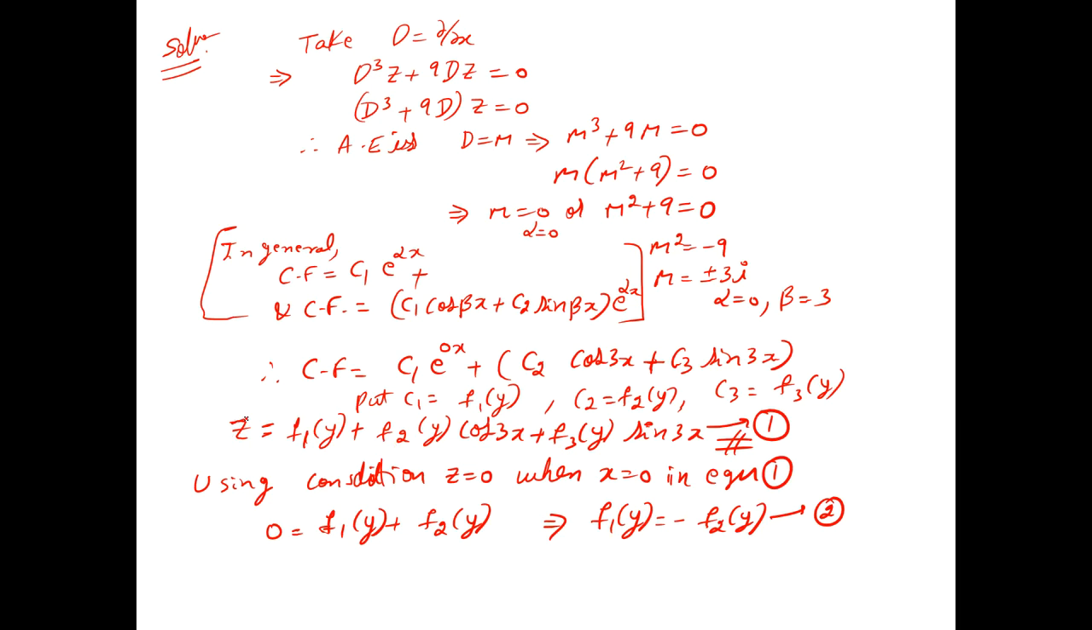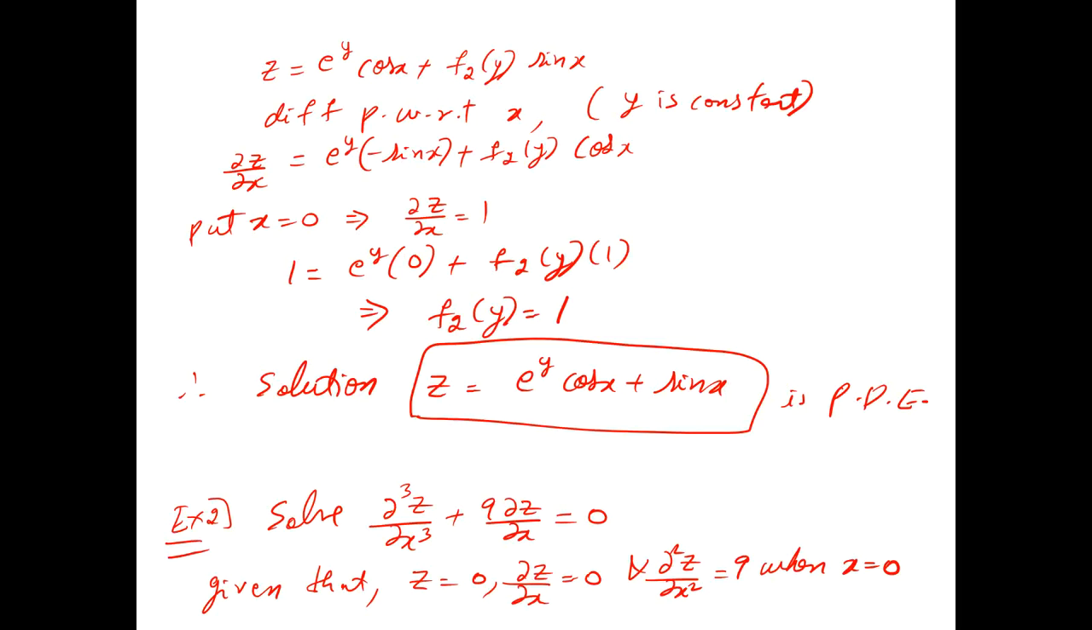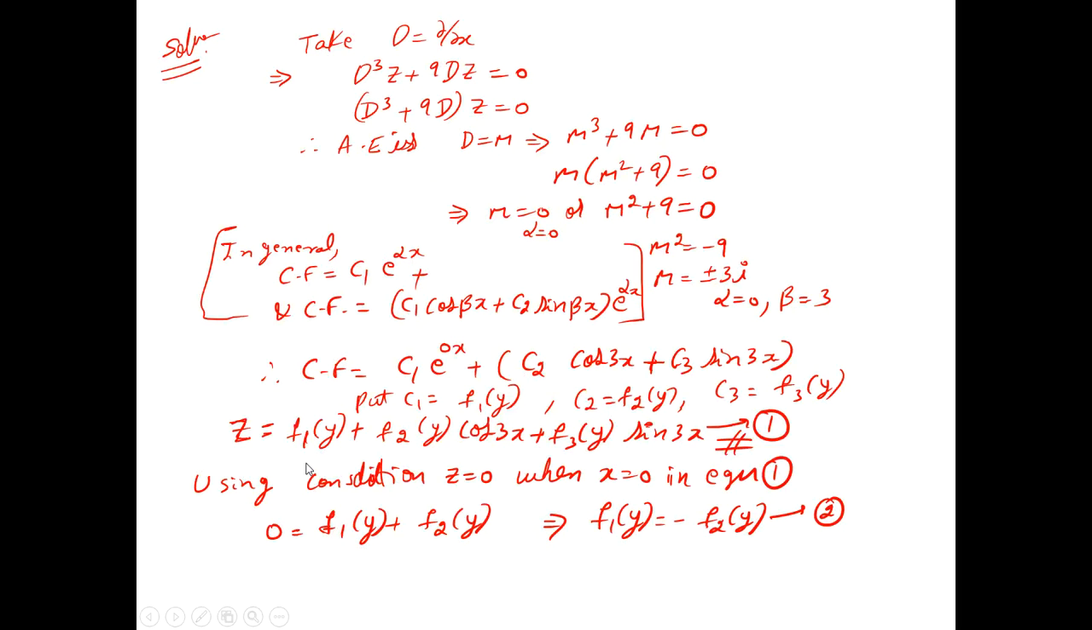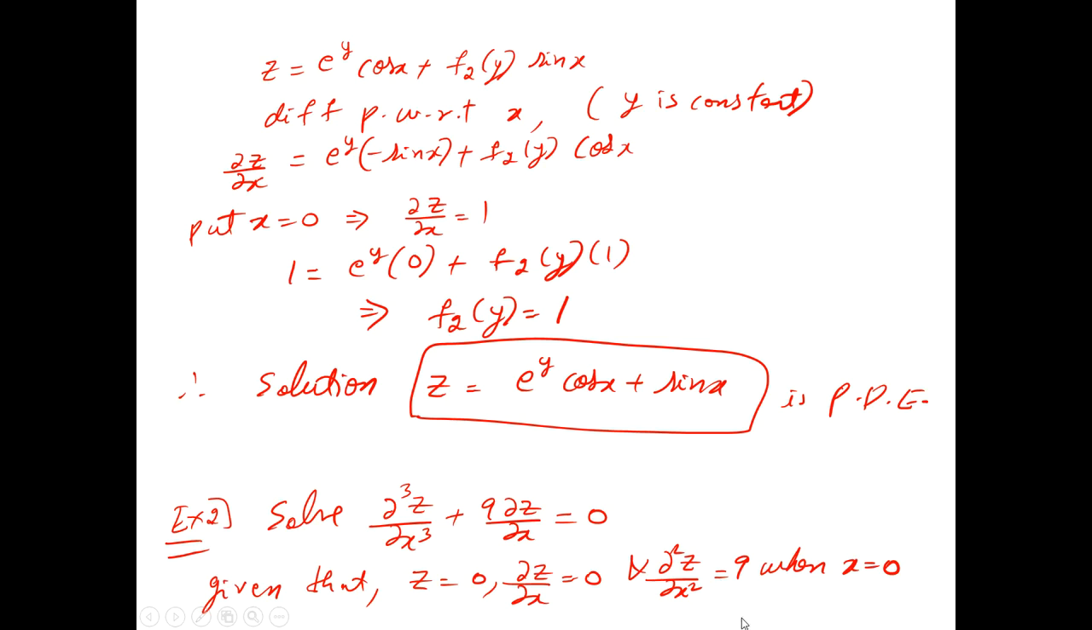Again I will repeat. Whenever z is given and you have calculated the solution, after substituting the conditions, if you don't get the answer, then you have to differentiate this with respect to x, then it is 0. Am I right? And when you differentiate once again, it is 9. Means this condition itself will give you how many times we have to differentiate.